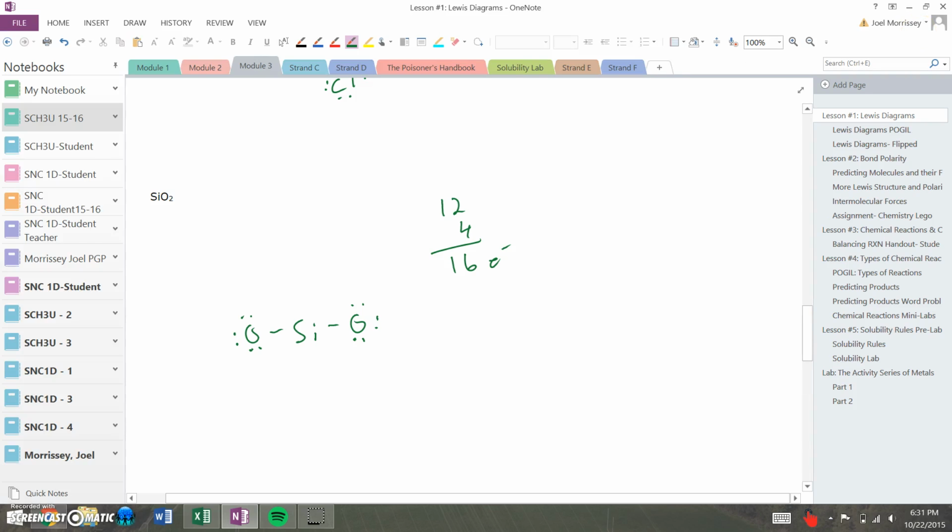So to approach this, I'm going to take 2 of my valence electrons from oxygen, and I'm going to create a double bond for silicon. And now I have 2, 4, 6, 8 around silicon, 2, 4, 6, 8 for oxygen, 2, 4, 6, 8 for that oxygen. So now I have my final molecule of silicon dioxide.